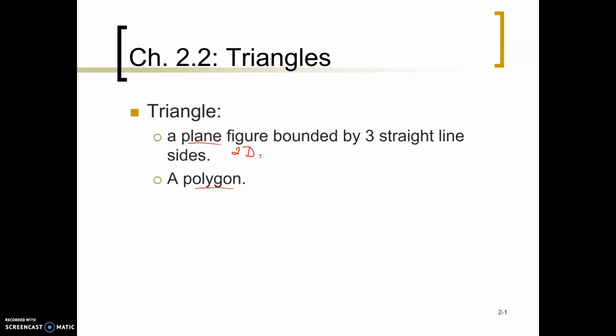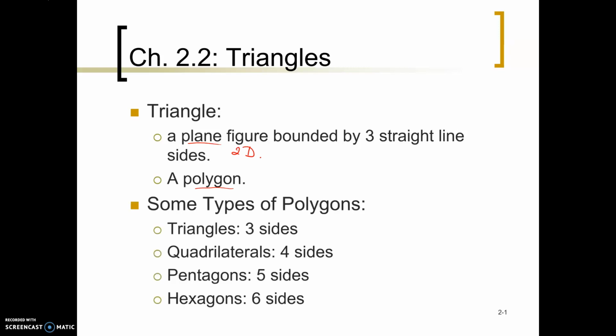2D. And the other types of polygons that we will perhaps be looking at will be quadrilaterals with 4 sides, pentagons have 5 sides, hexagons have 6 sides, and so on. We will also do circles. But in this unit, it's just about triangles.